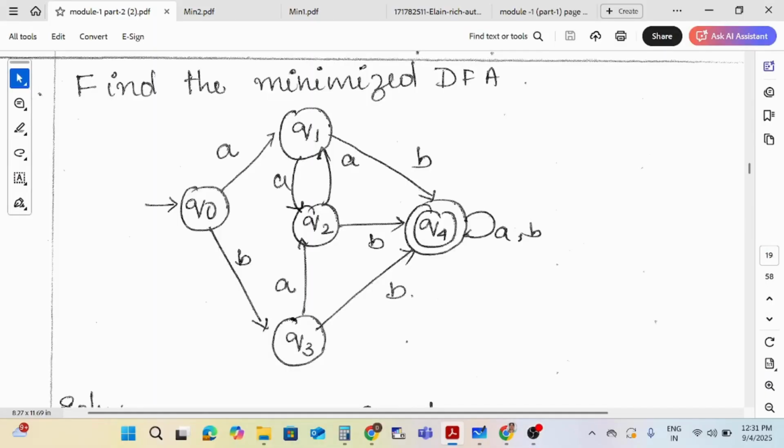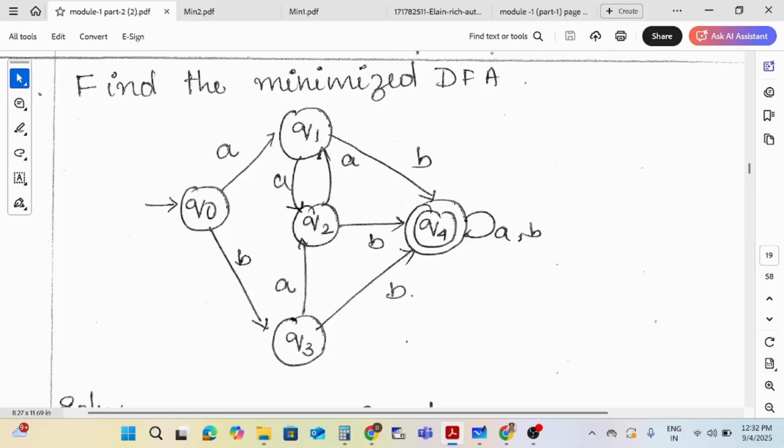Hello everyone, let's understand minimization of DFA in this video. So here is a DFA diagram that is given. We need to minimize the DFA. To understand what minimization of DFA is, we are going to have the reduced states for the given set of deterministic finite states. We will see whether we are able to reduce the total number of states.